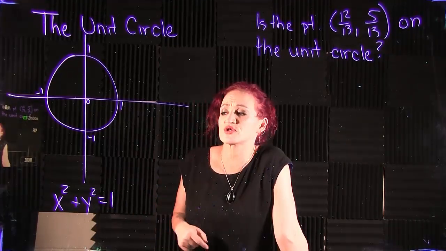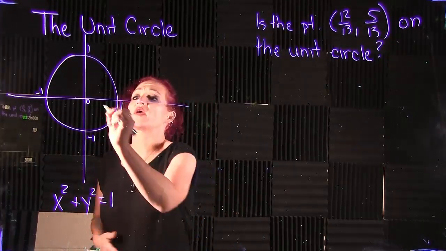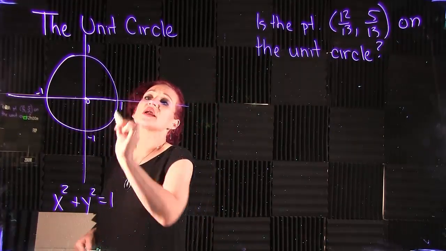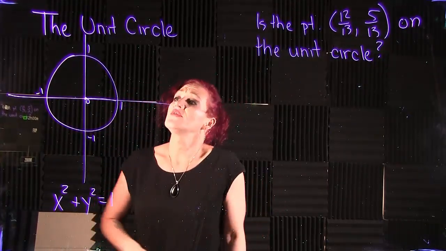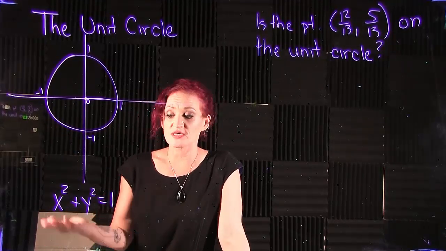the unit circle. Now, when we talk about the unit circle, we are talking about a circle that has its center at the origin, (0, 0), that has a radius of 1. The equation for this circle would then be x squared plus y squared is equal to 1.